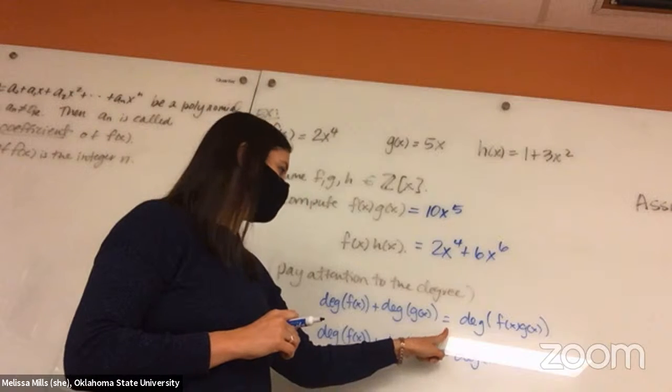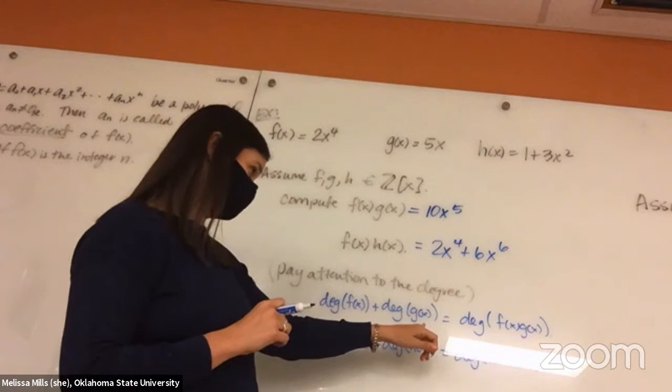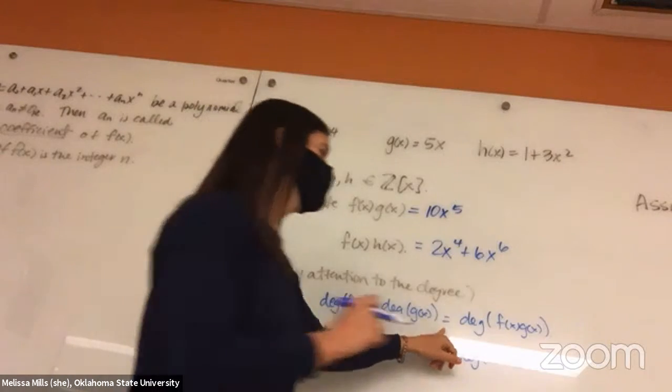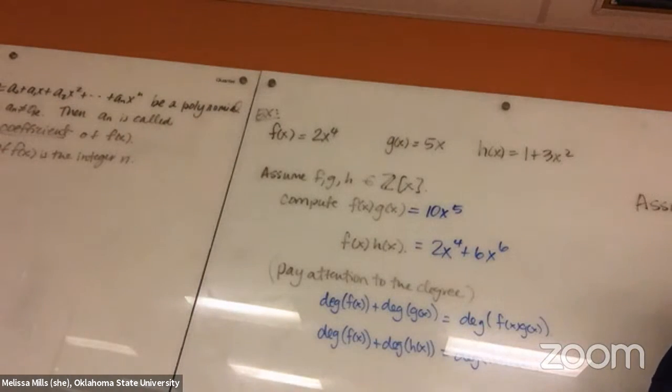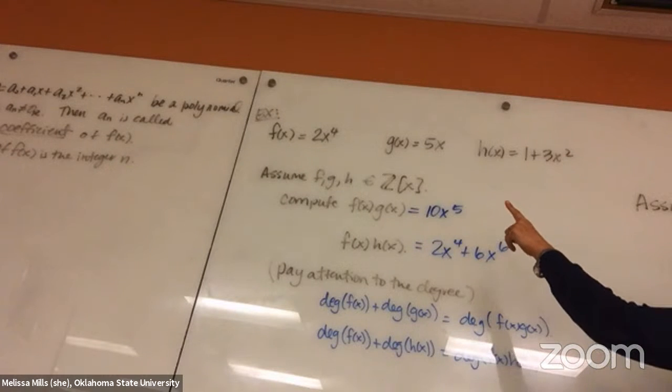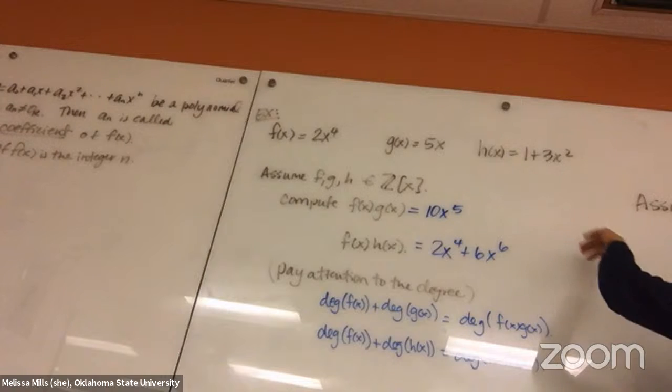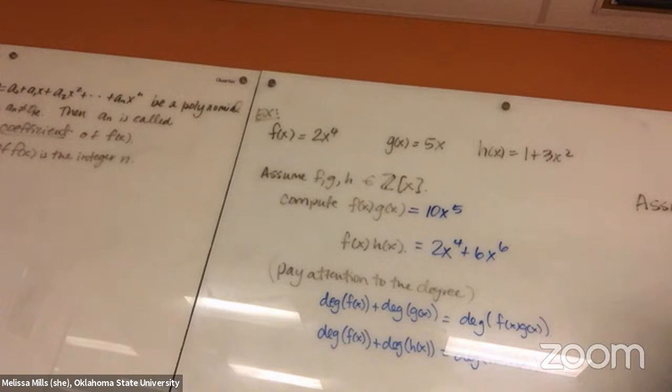Less than or equal to? I think, wait, we would need greater than or equal to? Because here, degree of F plus degree of H is equal to, wait, 4 plus 2. Right, that's 6, right? And we got 4. So I think we need degree of F plus degree of H is strictly greater than the degree of F times H, right? For that one.